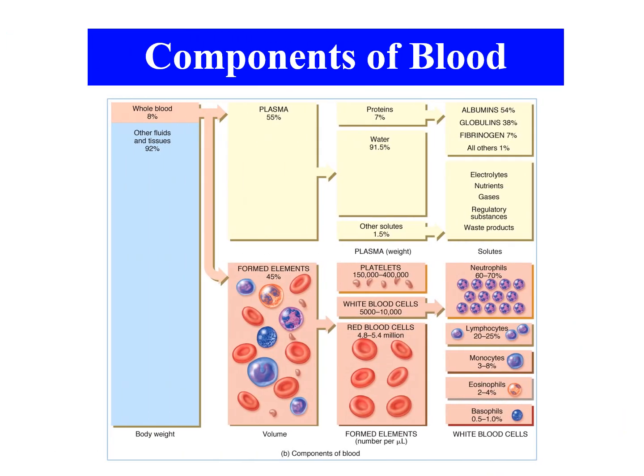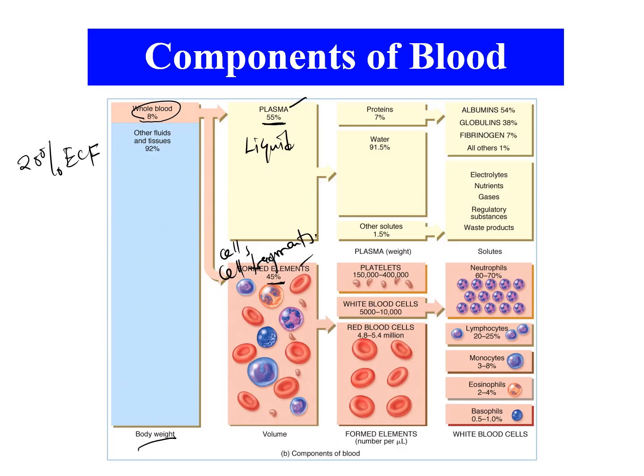Let us now look at the components of blood in detail. So remember, whole blood is about 8% of the body weight, and it makes up 20% of the extracellular fluid, which is the fluid that is present outside the cells. Of this 8%, 55% is the liquid component of blood, which is the plasma, and 45% are the formed elements, the cells and the cell fragments.